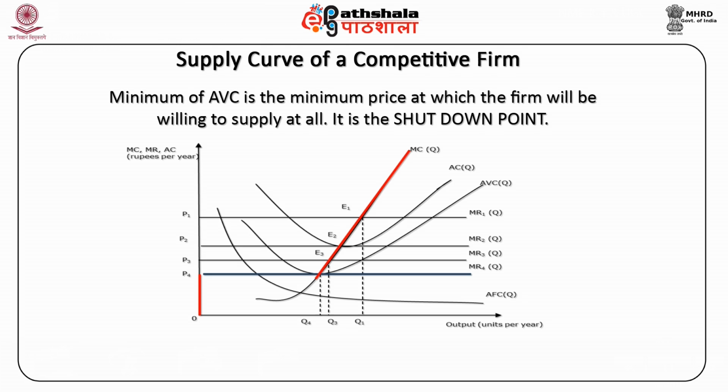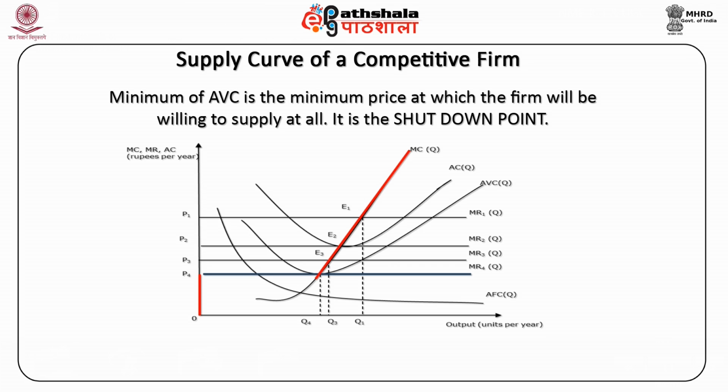At equilibrium point E3, the firm is making losses as the average revenue is less than average cost, but is covering the average variable costs as the AR curve is still above the AVC curve. Therefore, the firm will remain in operation.